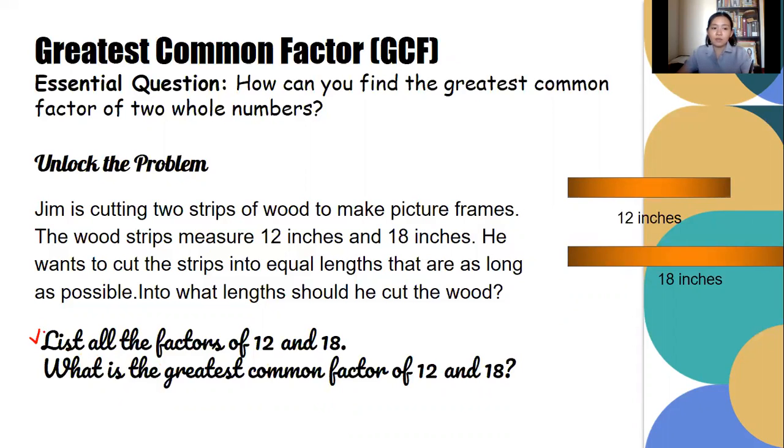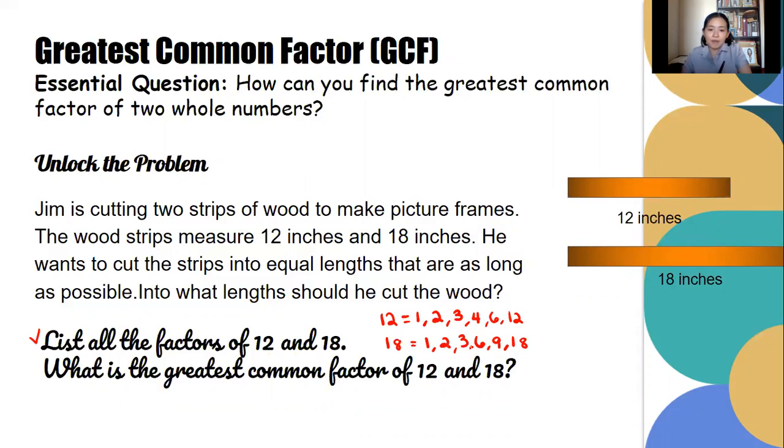The first thing that we have to know is all about the factors of both 12 and 18 so that we can decide how long each of the pieces of the wood can be cut, as long as possible. So for 12, we have to write all the factors of 12. So we have 1, 2, 3, 4, 6, and 12. While for 18, we have 1, 2, 3, 6, 9, and 18.